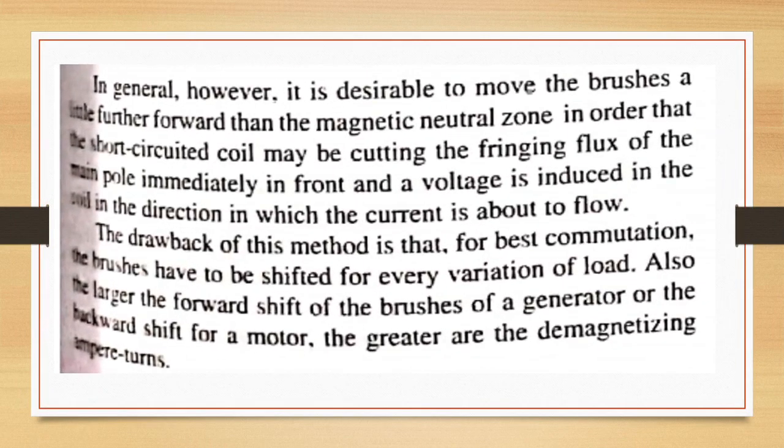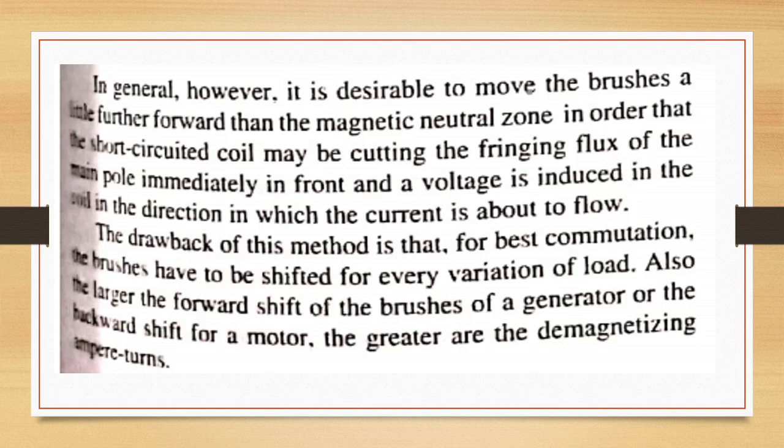In general, however, it is desirable to move the brushes a little further forward than the magnetic neutral zone, in order that the short-circuited coil may be cutting the fringing flux of the main pole immediately in front, and a voltage will be induced in the coil in the direction in which the current is about to flow.